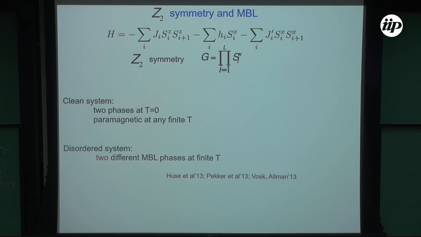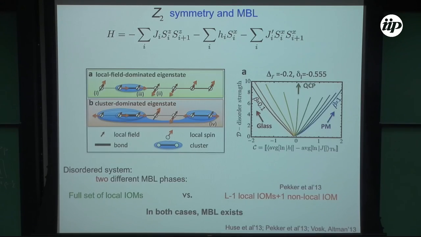Qualitatively, you can understand this by recalling that the clean system at zero temperature can have a phase transition between a paramagnetic state and a ferromagnetic state. At finite temperature in one dimension, this phase transition is completely washed out. However, in the presence of disorder, if you consider individual, even highly excited, eigenstates of the system, the phase transition can survive. And there can be two phases: one, a many-body localized paramagnet, and the other what was termed the Hilbert glass by these gentlemen.